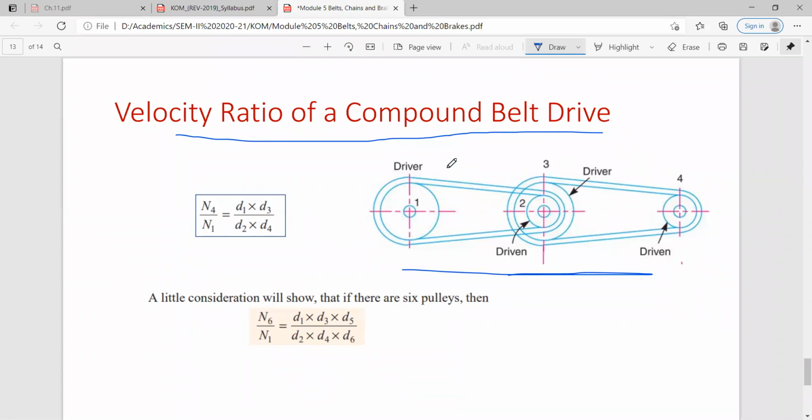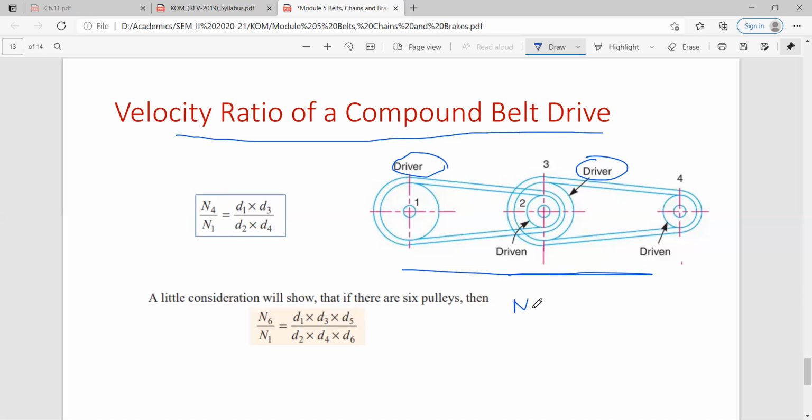So there are two driver pulleys and two driven pulleys. So how you will write down the formula: it is equal to the product of the diameters of the driving pulleys to the product of the diameters of the driven pulleys. You can easily prove it.